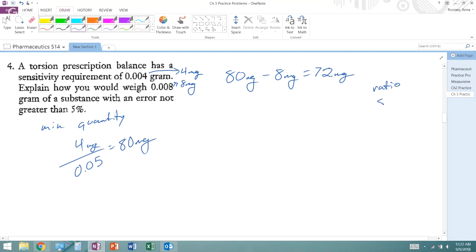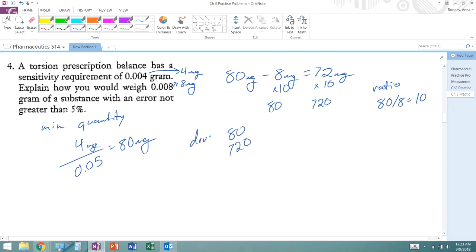So we take 80 divided by 8, which equals 10. That is our minimum ratio. So we have to multiply these both by 10. So this would be 80, and this would be 720. And then we add the two of them.